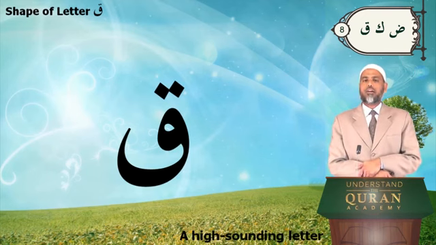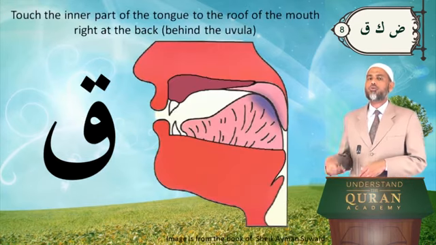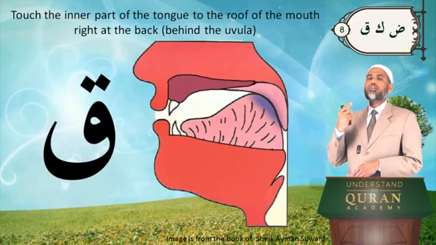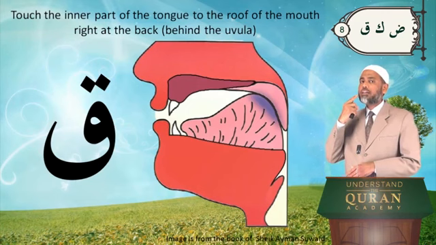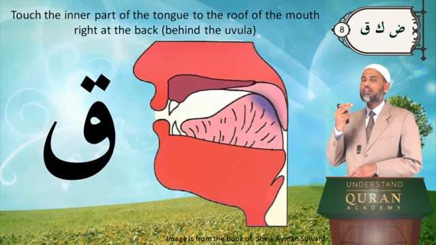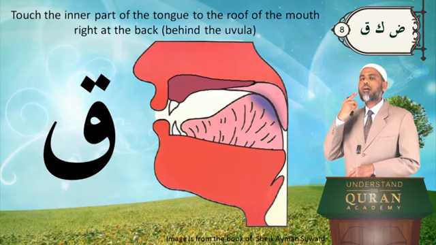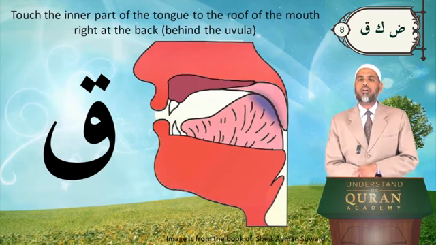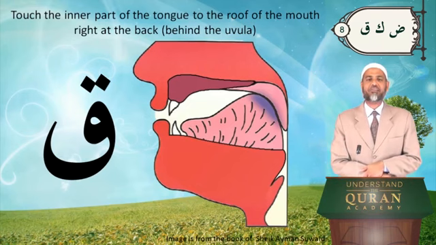And how do you say qaf? Touch the inner part of the tongue to the roof of the mouth right at the back, behind the uvula. Qa, qa. Kaf is a little bit from the front, and qaf is more inside. Qa and ka. Qa, ka, qa, ka. With practice, inshallah, you will get it.